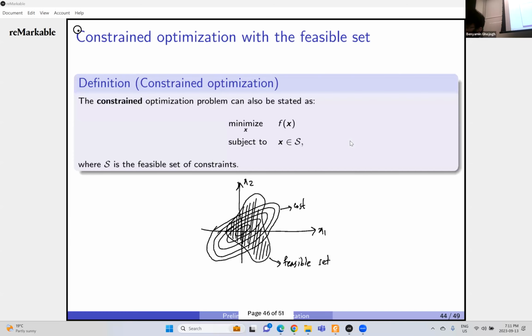Now, another way to define the constraints is just as a set. I can say that my feasibility set is S, whatever you call it, and my x must be inside S. So my x should satisfy the feasibility constraints, should lie in the feasibility set. Clear?